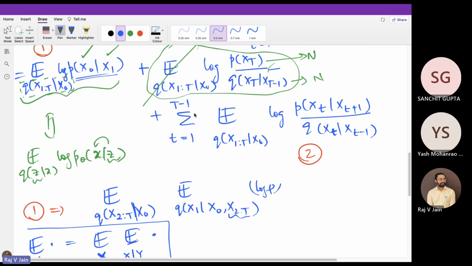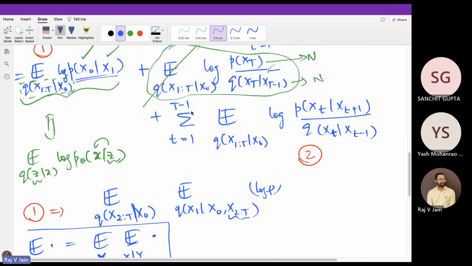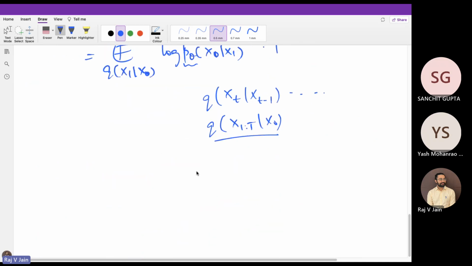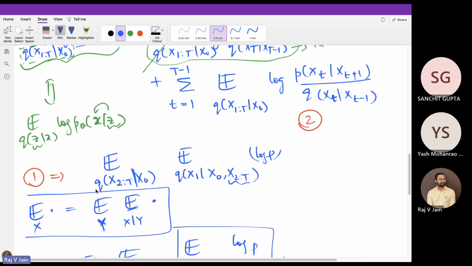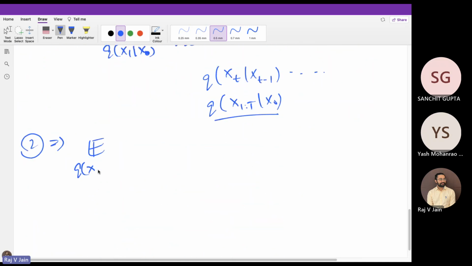Now let's look at the second term, the summation from t equal to 1 to T minus 1. What we'll do is look at this expectation and try to figure out what it comes out to. So let's look at the second term, the expectation of x1 to T given x naught.